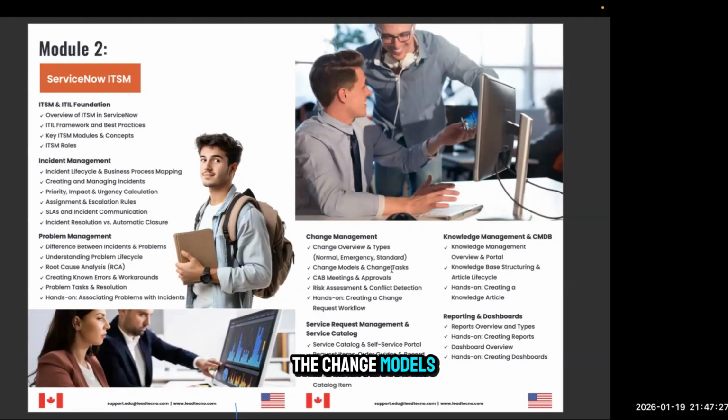Then what are the change models and the task? There are certain meetings and approvals for it, risk assessment. These all are nothing but a part of change management. Then we have service request management and catalog. So service catalog is basically a one-stop shop for you to request for anything.